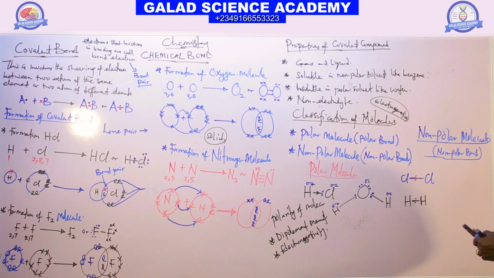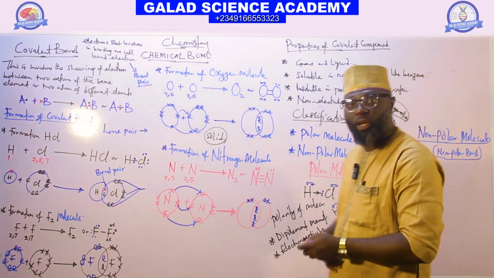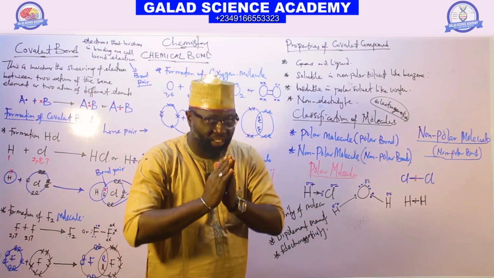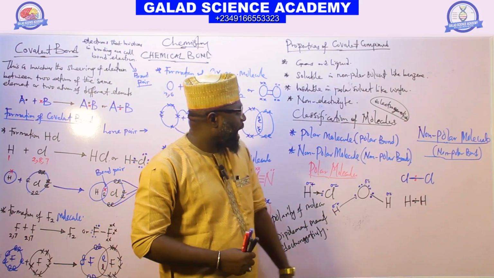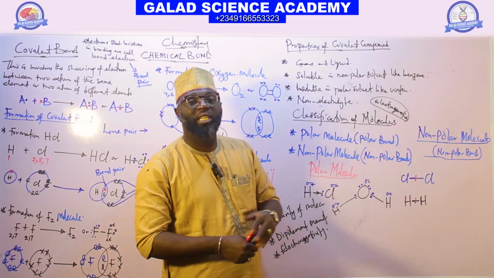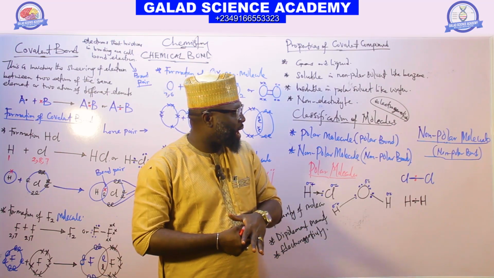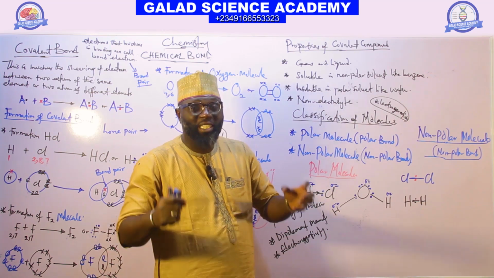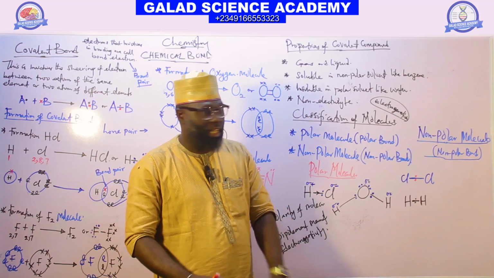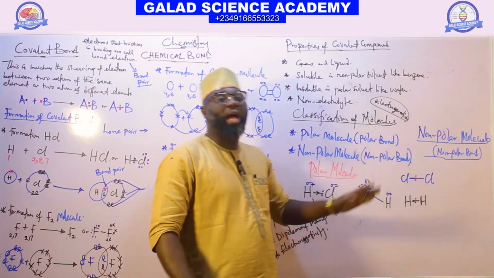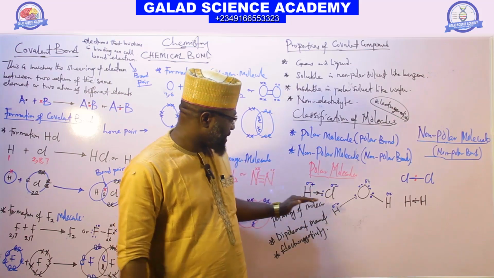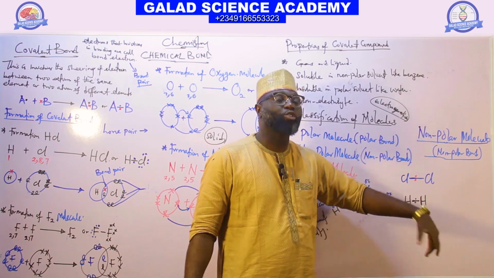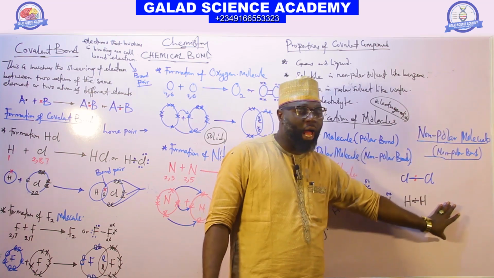So we know the difference between polar and non-polar molecules. A polar molecule or polar bond is a bond that exists between two elements of different electronegativity. A non-polar molecule is a molecule with the same electronegativity. Non-polar, the same. Polar, different electronegativity. Water and HCl are polar bonds. Chlorine molecule, hydrogen molecule, fluorine molecule, oxygen molecule, they are not polar molecules.